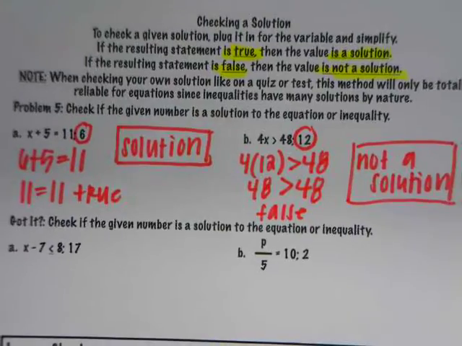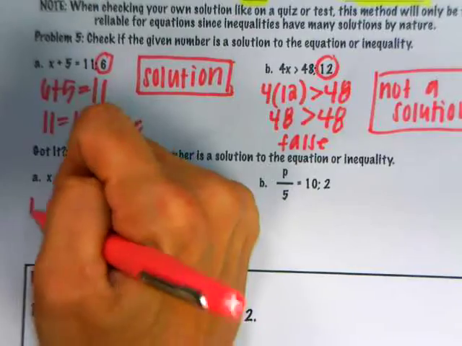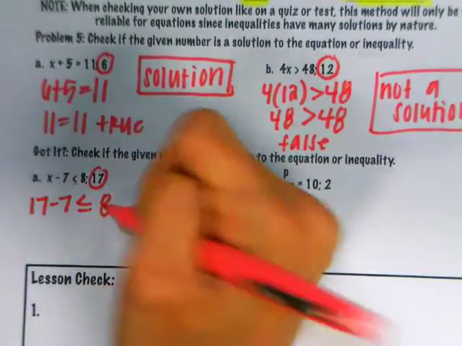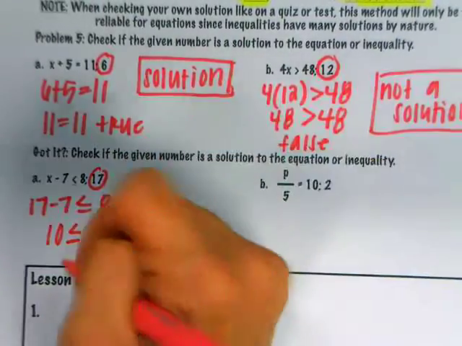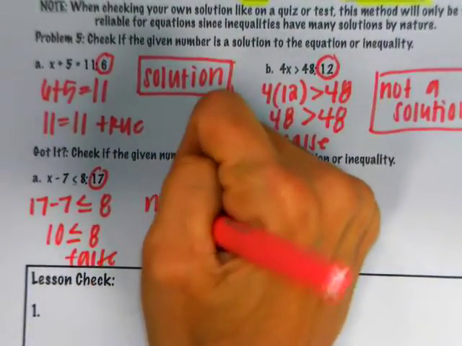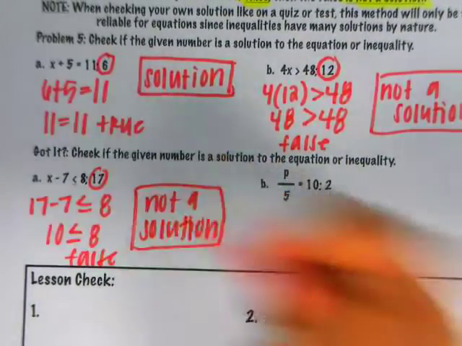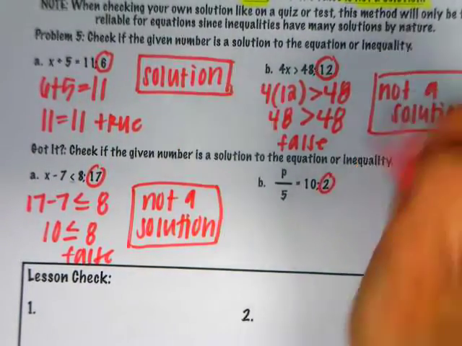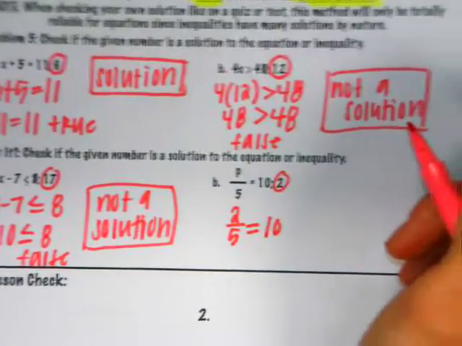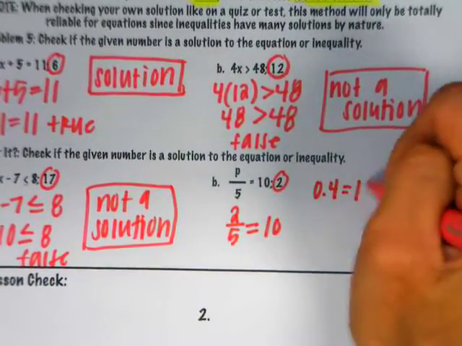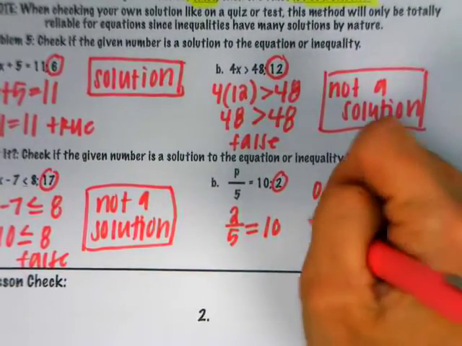All right, let's go with the next one. So you're checking 17. 17 minus 7 is less than or equal to 8. What's 17 minus 7? 10. 10 is less than or equal to 8. Is that true or false? False. This is not a solution. All right, and then this one, checking 2. 2 over 5. What's 2 divided by 5? Not 10. 0.4 equals 10 is not true. So that's not a solution.